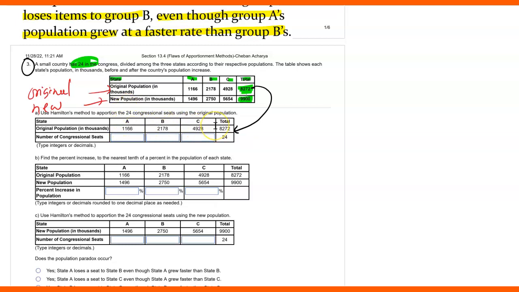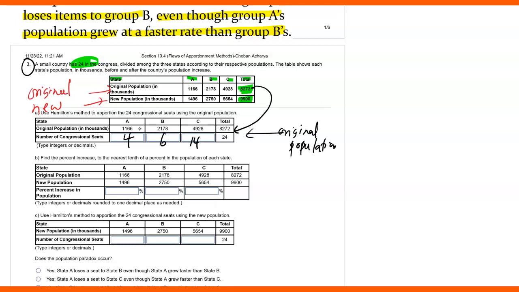each group. Okay, for A you have a 4, for B you have a 6, for C you have a 14. Okay, and if you add, you get 14 plus 6 plus 4, 24. That's the apportionment using Hamilton for original population. Notice that this is for original population.